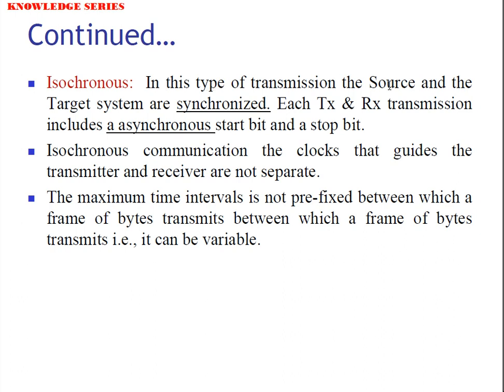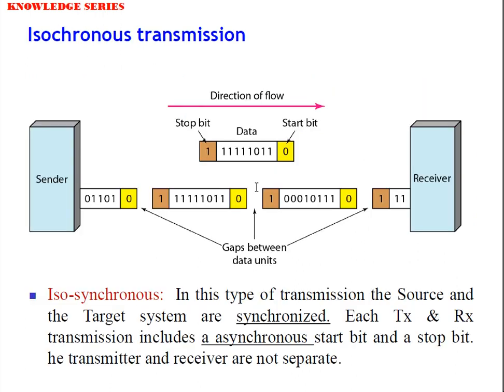In this type of communication, the source and the target systems are synchronized. Each transmission and receiving transmission includes an asynchronous start bit and a stop bit. In isochronous communication, the clock that guides the transmitter and the receiver is not separated in this form. The clocks that guide the transmitter and receiver are not separated. Why is it not separated?